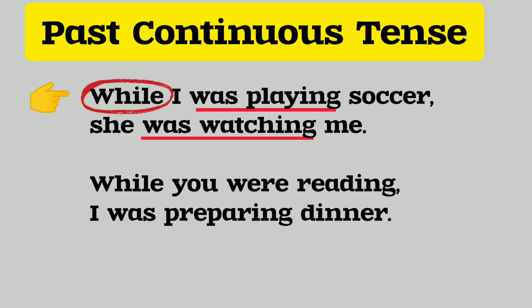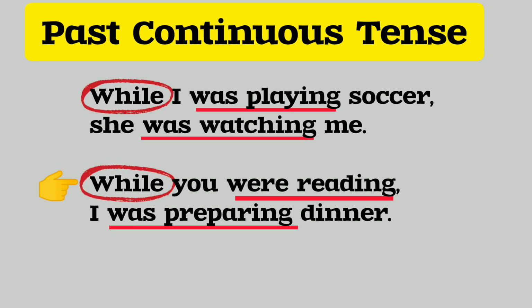The word while at the beginning of the sentence shows that these actions were happening at the same time. The next one: While you were reading, I was preparing dinner. Here, both the actions are in the past tense, and the word while shows that they were happening at the same time.